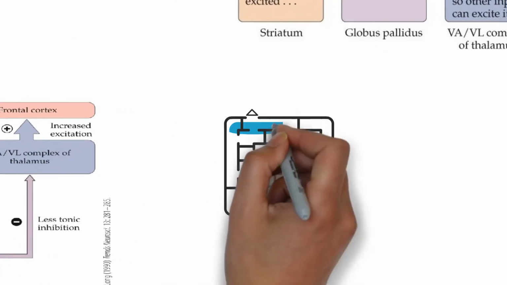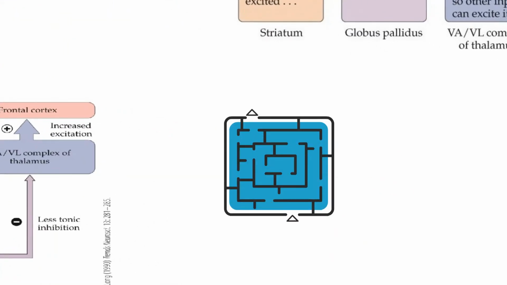The basal ganglia control motor movement in a complex and complicated way, much like working your way through a maze. This ends the video lecture on the basal ganglia.